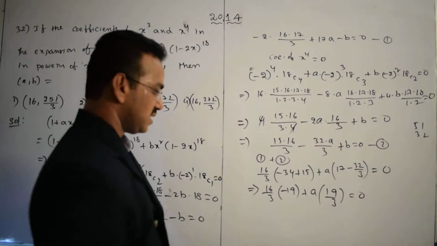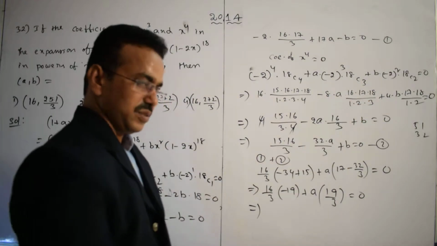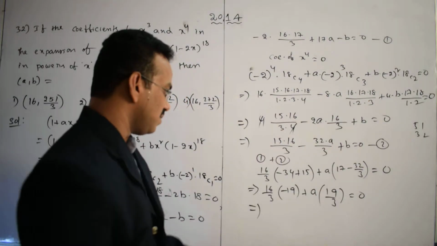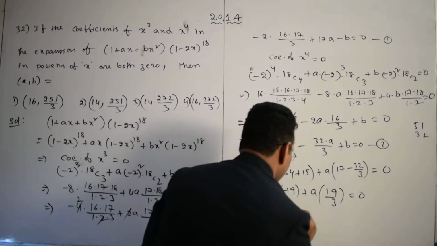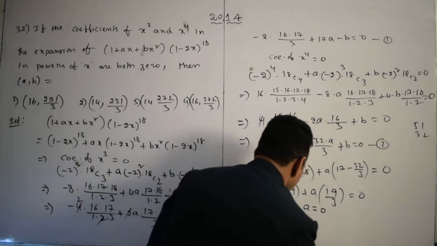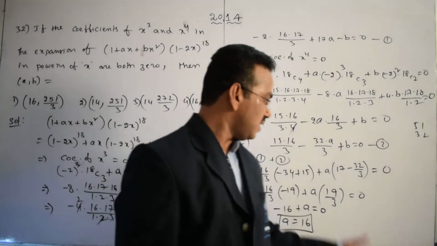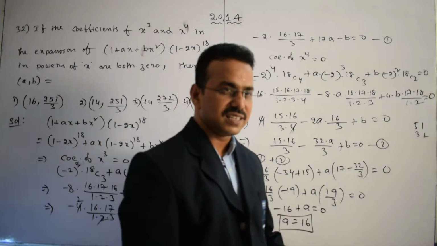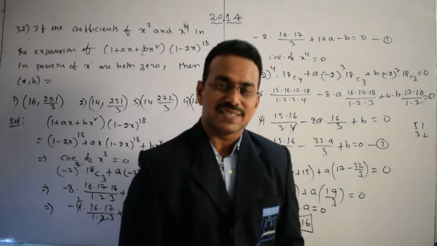Directly I am writing, instead of writing one more step. This implies you can multiply throughout by 1 by 19. Finally you will get 19 by 3 is there. Finally minus 16 plus a equals to 0. This implies a equal to 16. See here, this is the required value. So very lengthy expressions are there, lengthy calculations are there, don't make any single mistake. So finally we get a equal to 16.